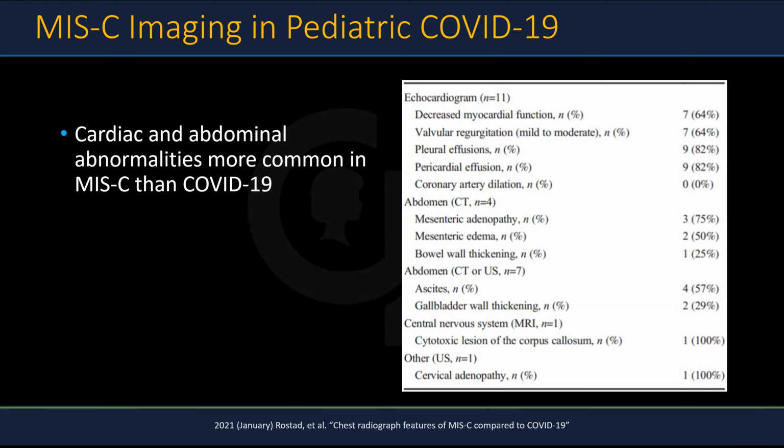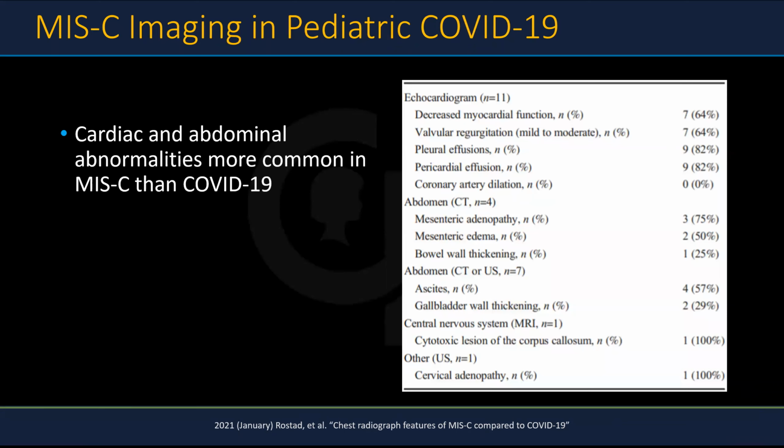Patients don't often get abdominal imaging, but when they do, abnormalities are often evident as well for MIS-C. Classically, those would be mesenteric adenopathy, mesenteric edema, bowel wall thickening, gallbladder wall thickening, and ascites. And MIS-C patients have also presented with CNS abnormalities, specifically in the corpus callosum.